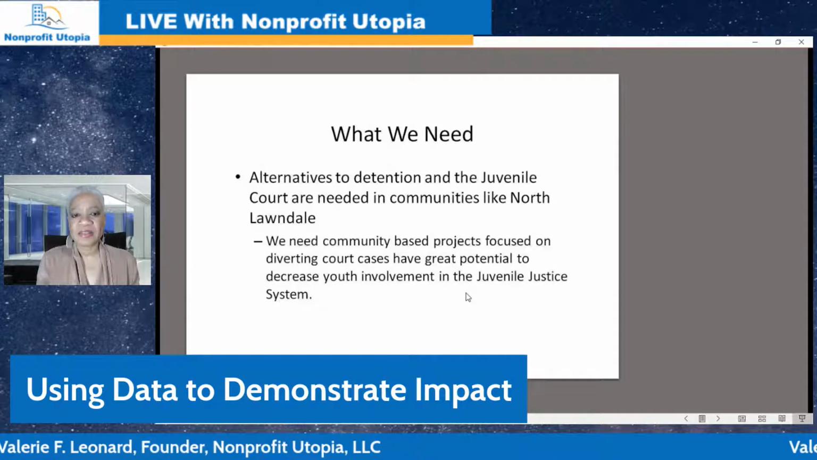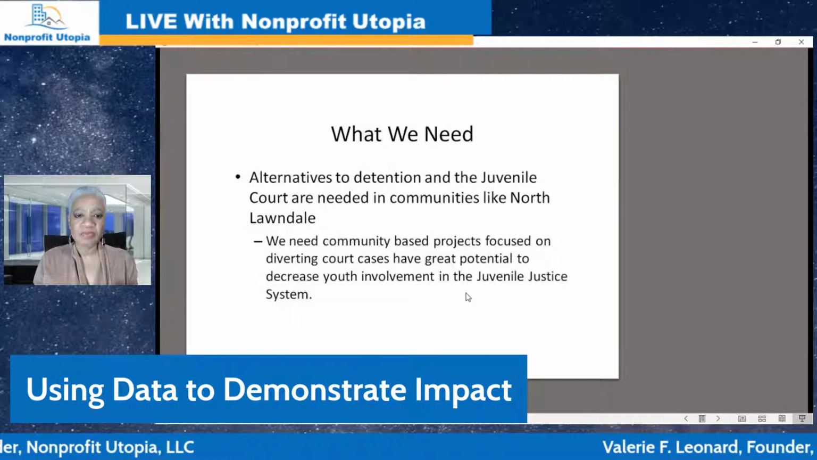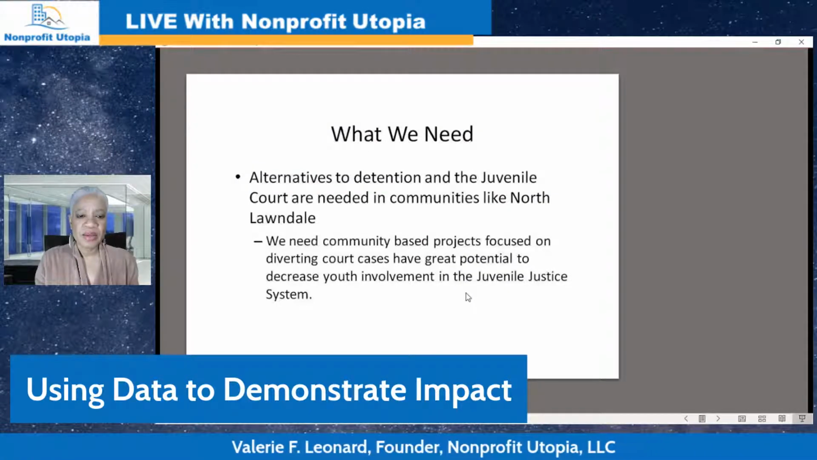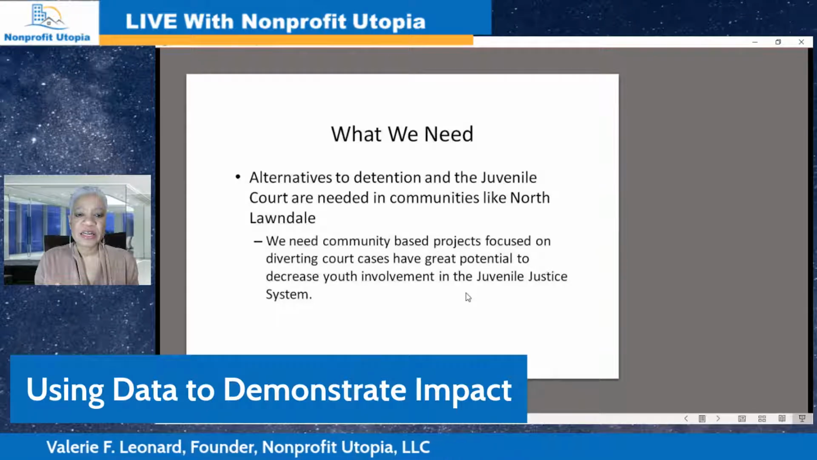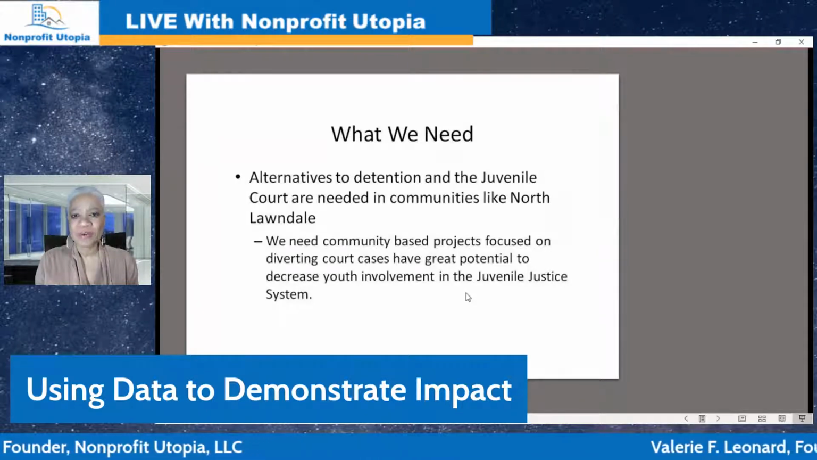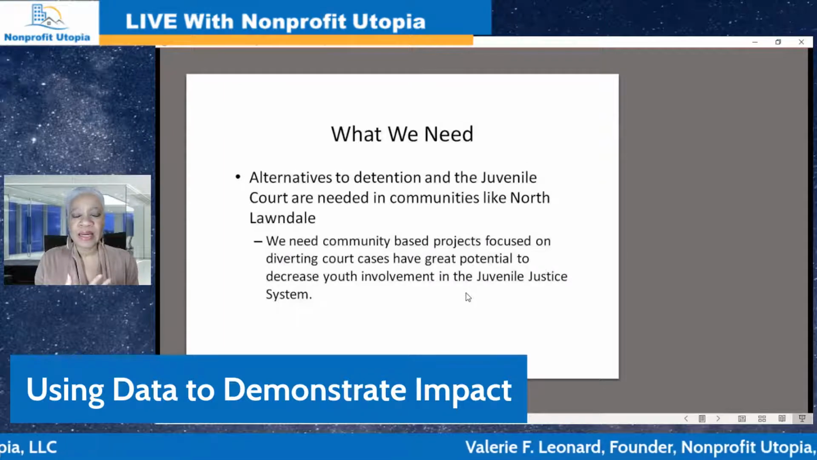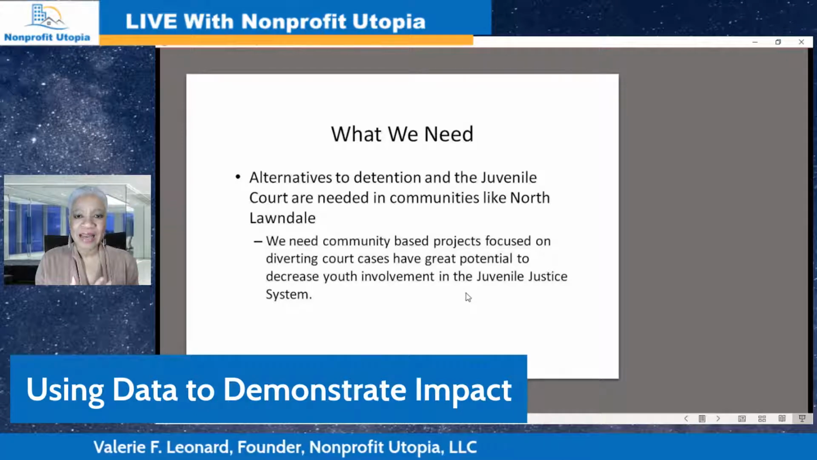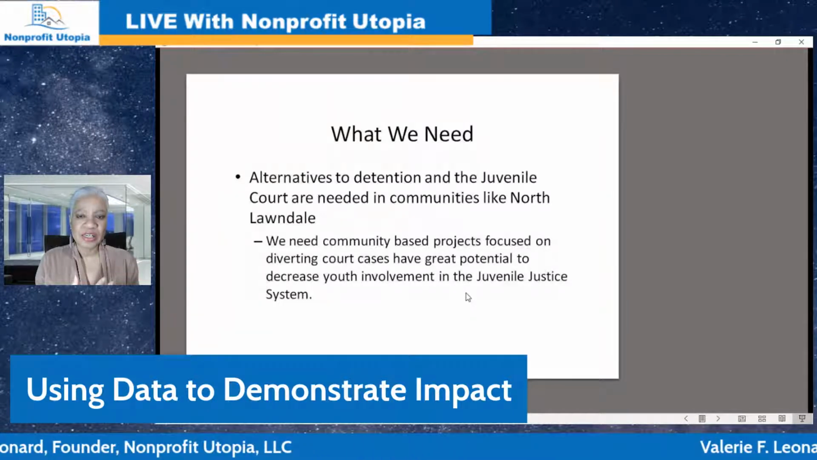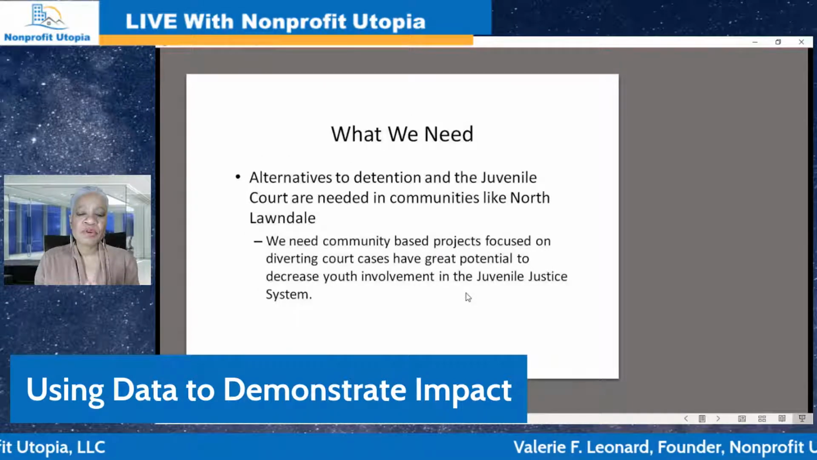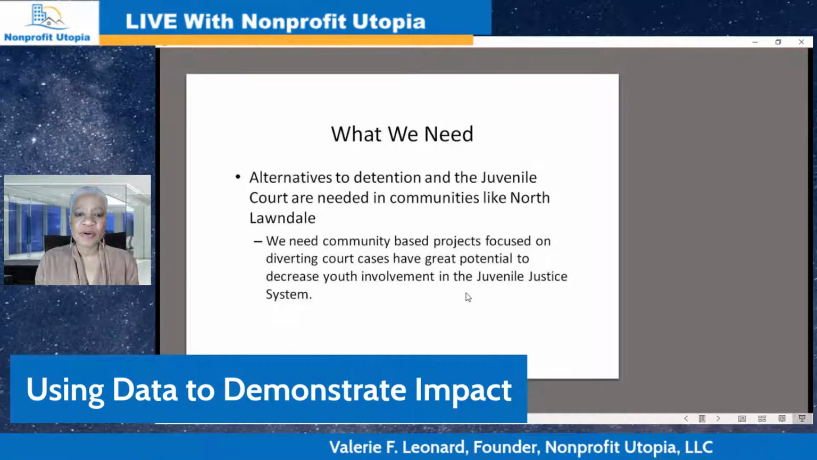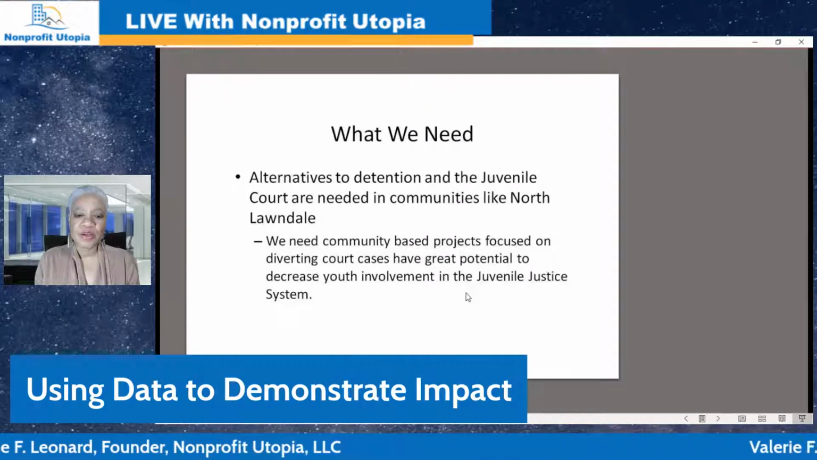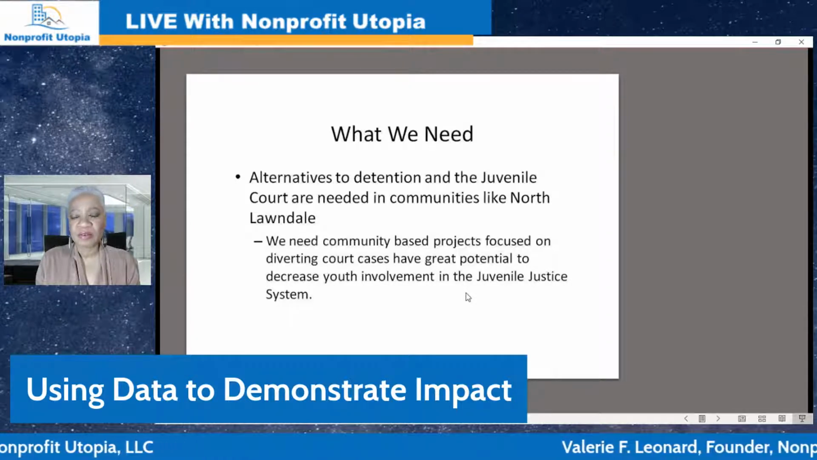So what does that tell us, right? Once we looked at what was going on from a public safety perspective, as it relates to our youth, there needs to be alternative to detention in juvenile court in communities like North Lawndale. The vast majority of the detainees in juvenile detention come from the West Side, and a large percentage is from North Lawndale. So we need community-based projects focused on diverting court cases. Why? Because they have a better potential to decrease youth involvement in the juvenile justice system.